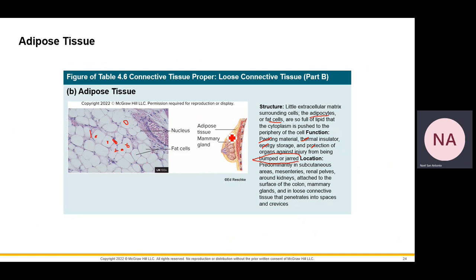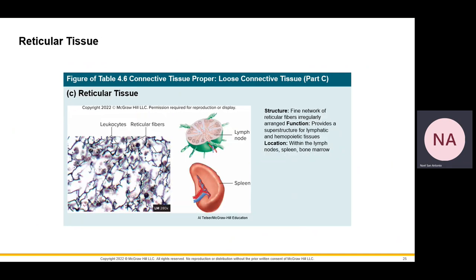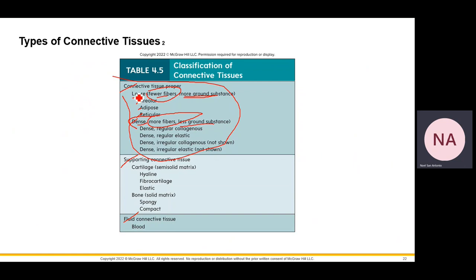Okay? Now, the third type is your reticular tissue. It's called reticular tissue because it is made up mainly of a loose tissue that we call reticular fibers. It's a fine network of reticular fibers irregularly arranged. Okay, and it forms a superstructure for lymphatic and hematopoietic tissues. When you say lymphatic tissues, it's your lymph nodes. Hematopoietic tissue, it's your spleen. Oh, it's made up of reticular tissue. Okay? So we have just finished yung loose connective tissue.